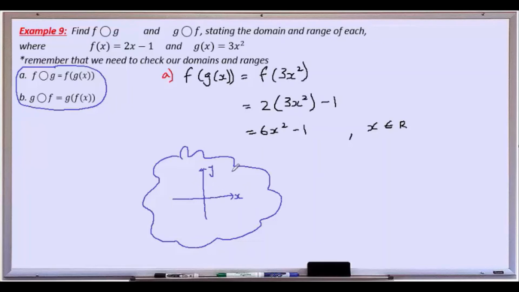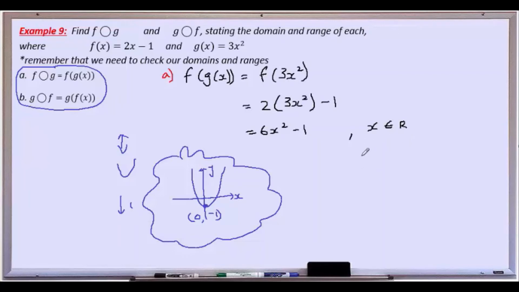And 6x squared minus 1, that's a right way up parabola, a smiley face parabola, that's been dilated 6 times this way and has been moved down by 1. So it's going to have a turning point at 0 and negative 1, and it's going to look something like that, which means that its range doesn't go below negative 1 but touches negative 1.